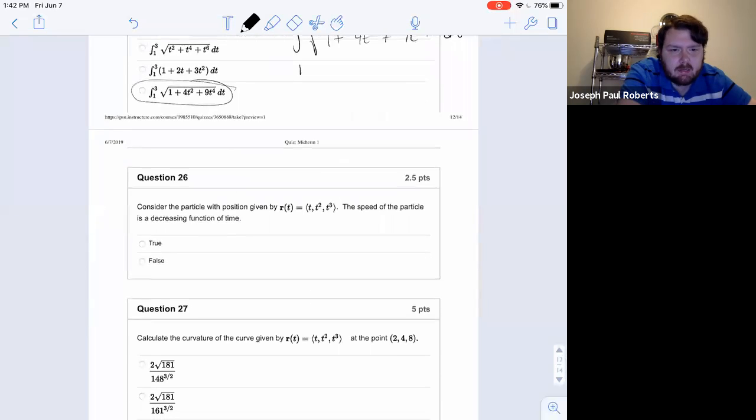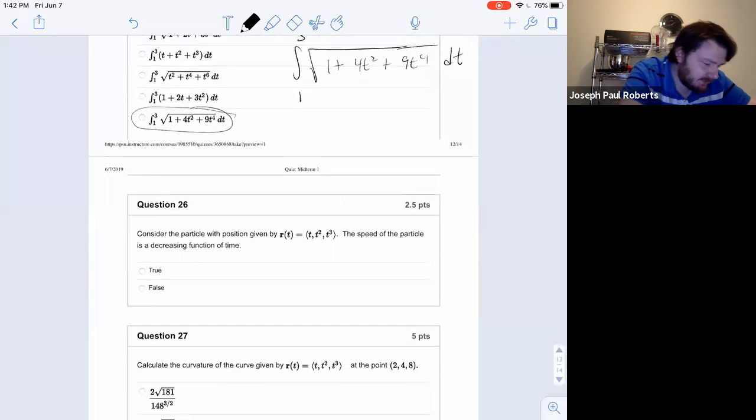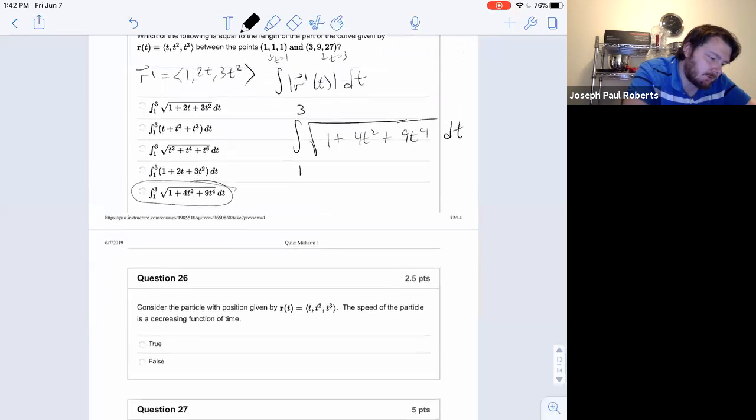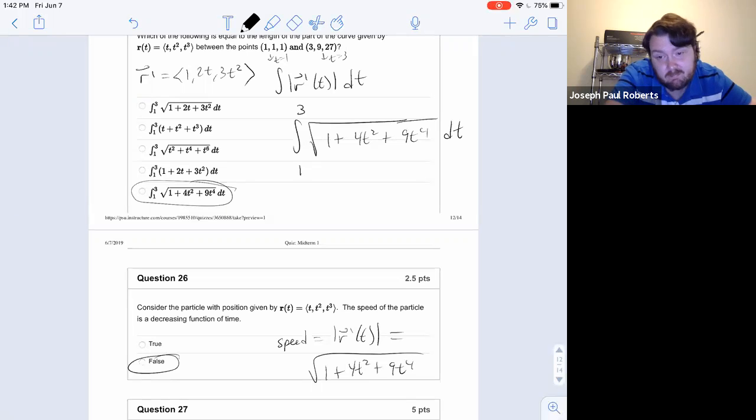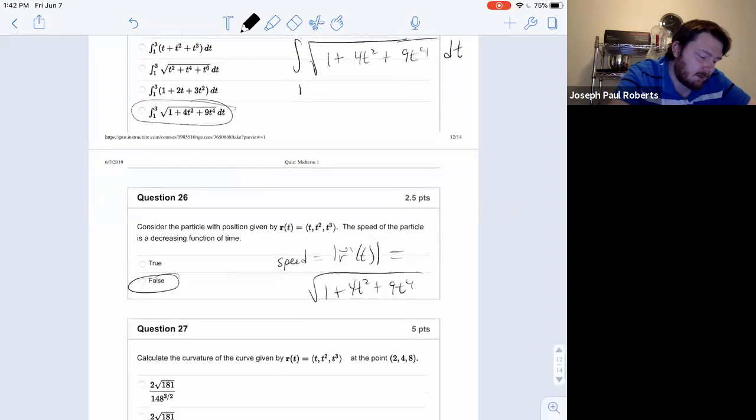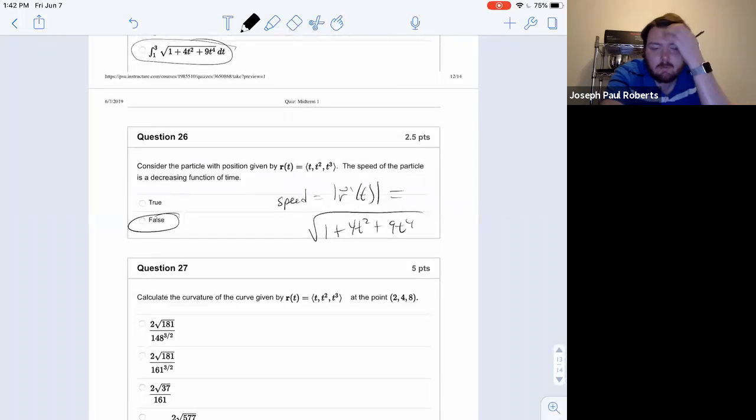Question 26, consider the speed of the particle is a decreasing function of time, true, false. So speed is the length of r prime t, which we calculated was the square root of 1 plus 4t squared plus 9t to the 4th. It's pretty clear that that's an increasing function. As t increases, that gets bigger, so therefore false. The particle is actually speeding up. Its speed is increasing with respect to time.